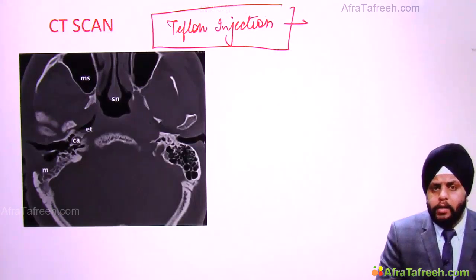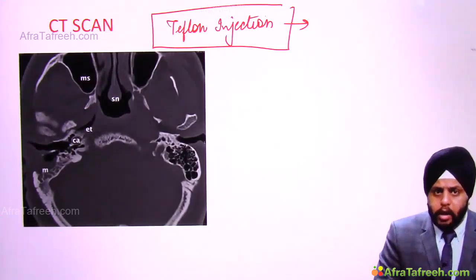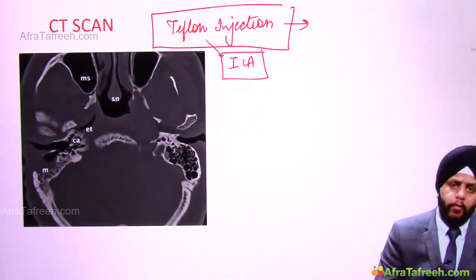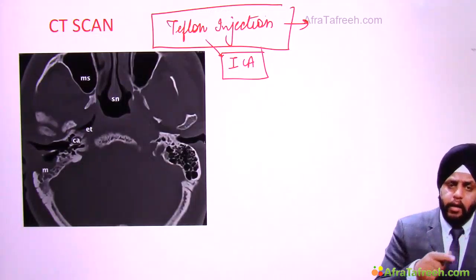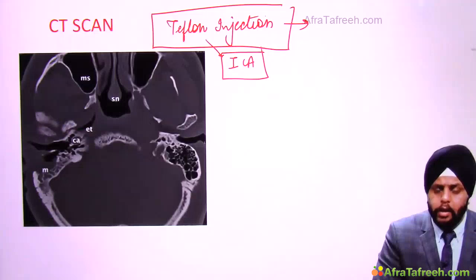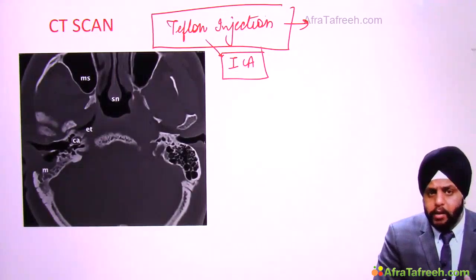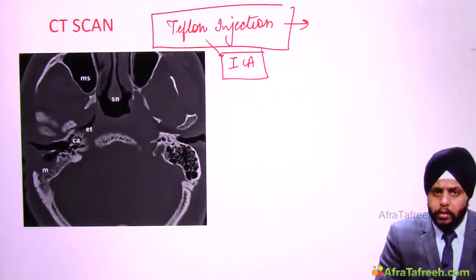The reason is that in a few patients, while injecting Teflon, it went into the ICA, the internal carotid artery. You see, the ICA is very near to the eustachian tube. If your needle goes a little bit ahead, you may end up injecting Teflon into the ICA and the patient can die. So this is a very big risk factor. Therefore, surgeons nowadays don't like to inject Teflon near the eustachian tube.